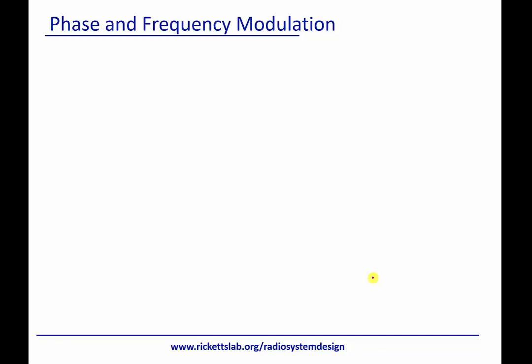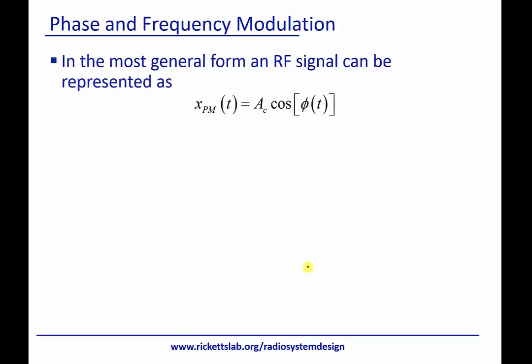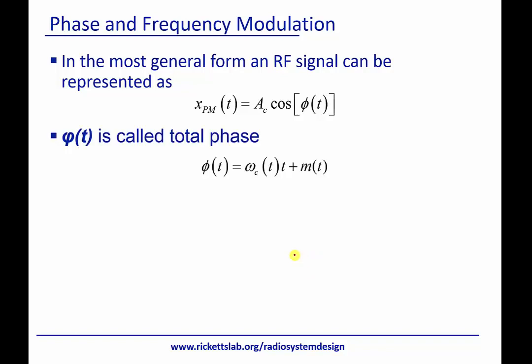So now we want to talk about phase and frequency modulation, and just want to point out in the most general form we can write an RF signal as cosine of phi of t, and phi of t is called the total phase, and it can have a time varying frequency and it can have a time varying phase.